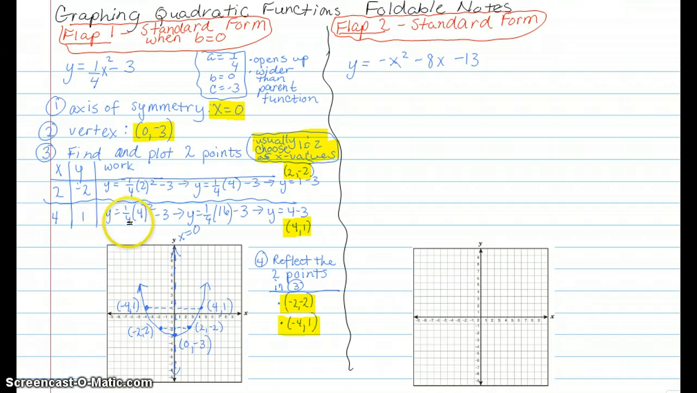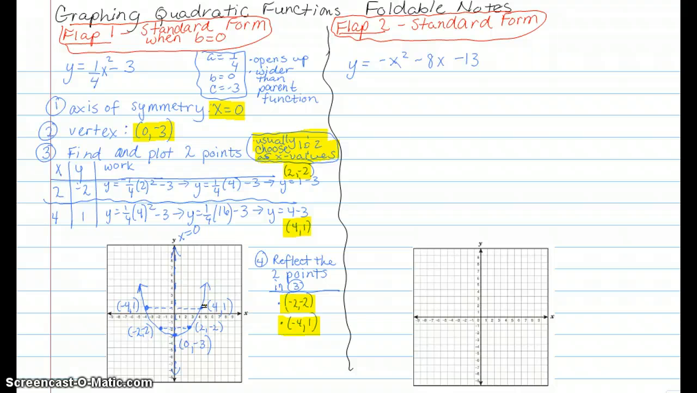Y equals 1/4 times 4 squared minus 3. 4 squared is 16, so we're taking y equals 1/4 of 16, meaning 16 divided by 4, minus 3. 16 divided by 4 is 4, so y equals 4 minus 3, which is 1. So our ordered pair is 4, 1. You can see that right here, and it is plotted right here, 4, 1.